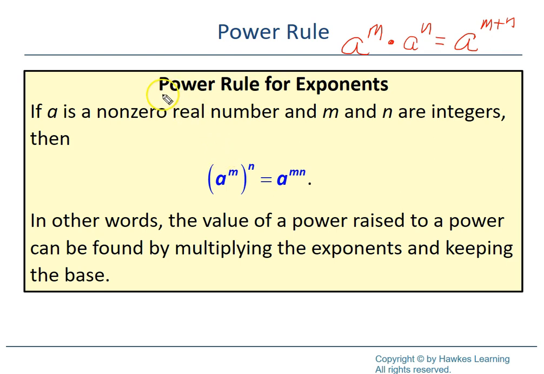Now in the power rule, we have a base with an exponent inside a parenthesis that's raised to an exponent. So here the rule is a to the mn. That is, you're going to multiply. So you really have to watch this because students sometimes get confused. This up here is the product rule. And this here is the power rule.